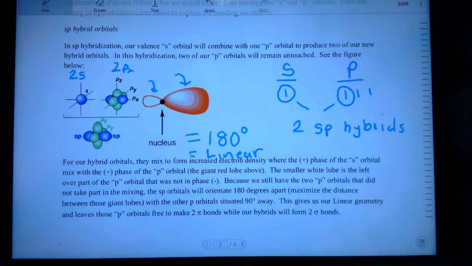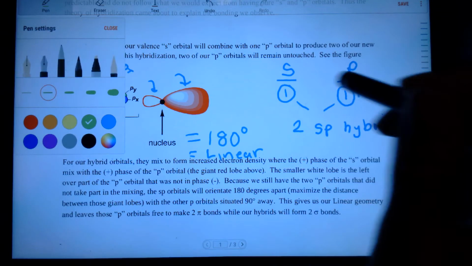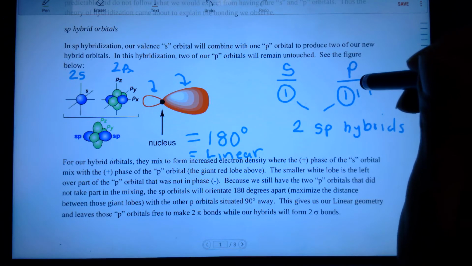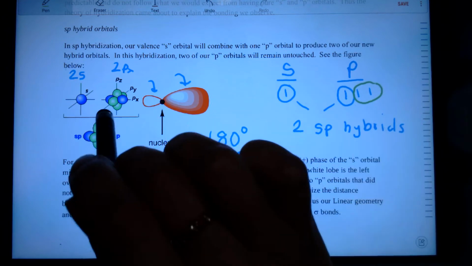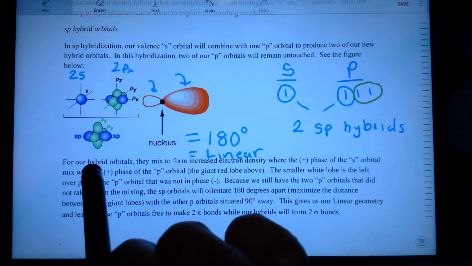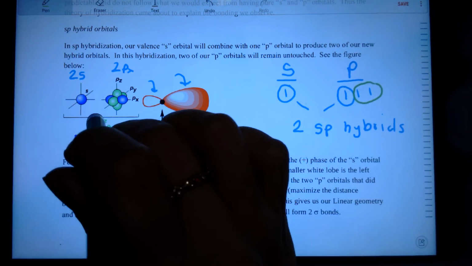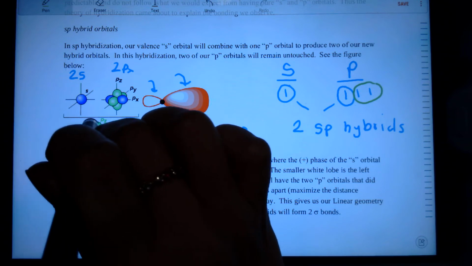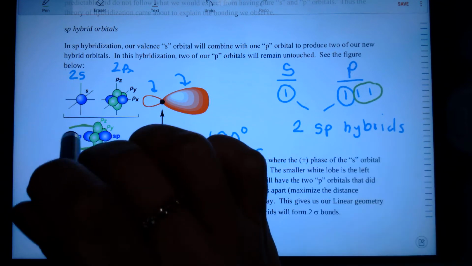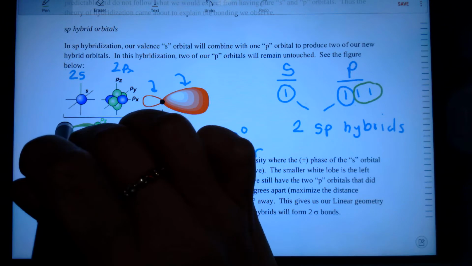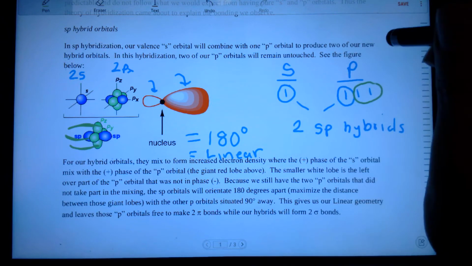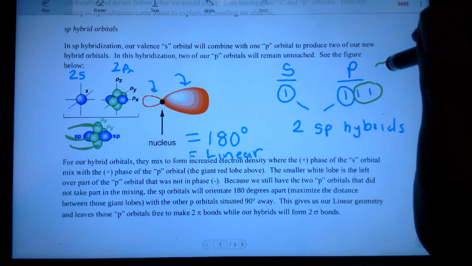Okay, so linear shapes come from sp hybridization. Why is this important? We're going to talk about this a little more. Why not just mix them all? These two p's, the green ones here, are left to form higher order bonds. We can form a pi bond here and a pi bond here. So these two are left, and they typically form pi bonds.